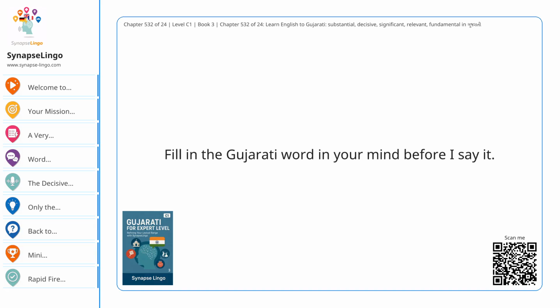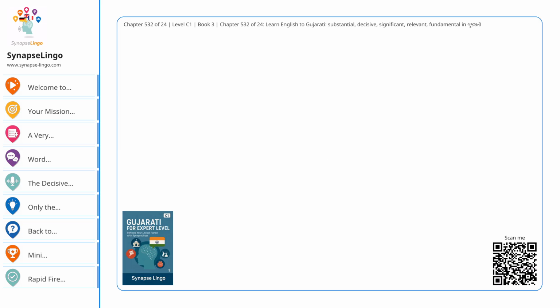Challenge round. Let's make it a bit trickier. Fill in the Gujarati word in your mind before I say it. There was a substantial change in the plan. महत्वपूर्ण. Her support was decisive in the final vote. निर्णायक. She made a significant contribution. महत्वपूर्ण. Please include only relevant information. संबंधित. Reading is a fundamental skill.